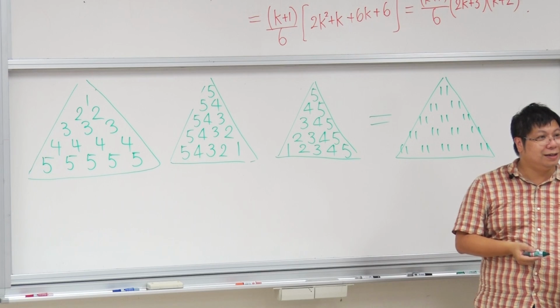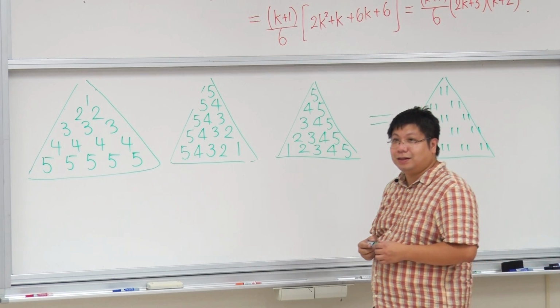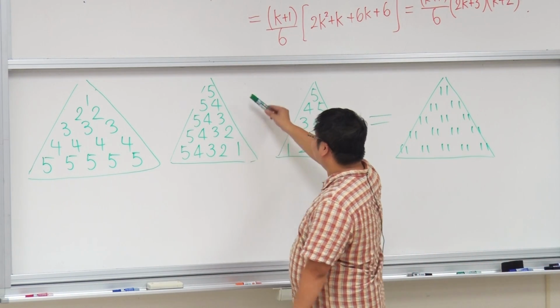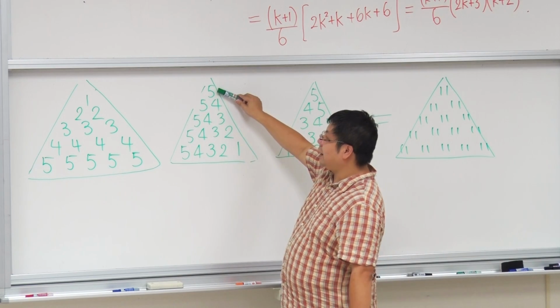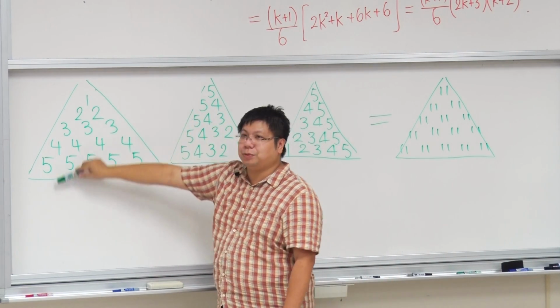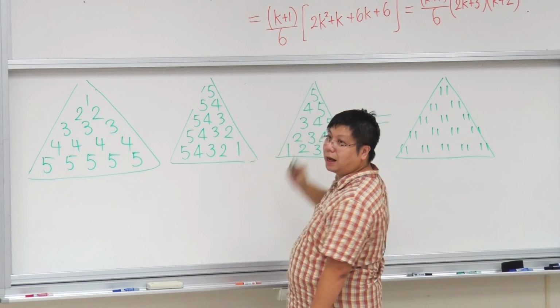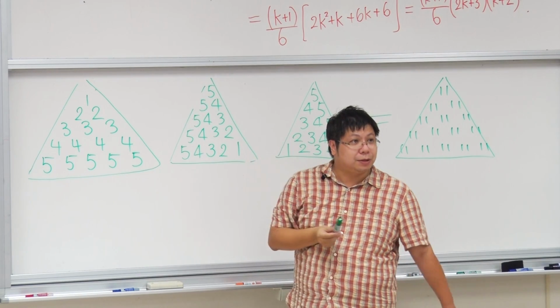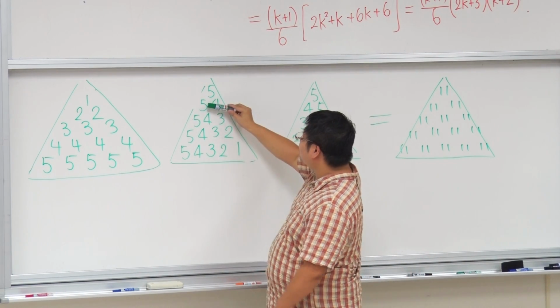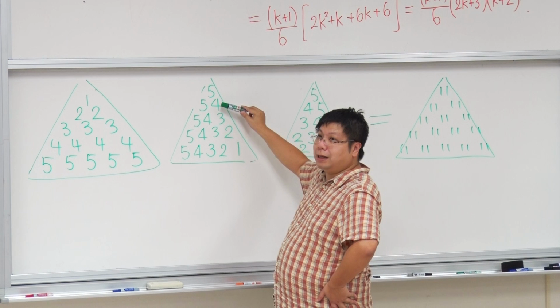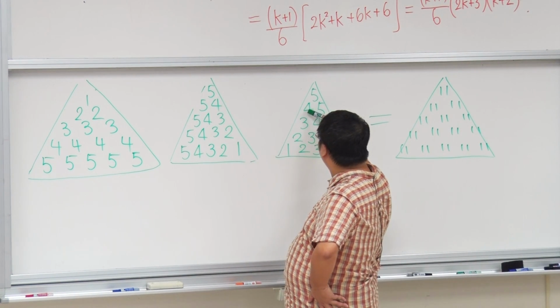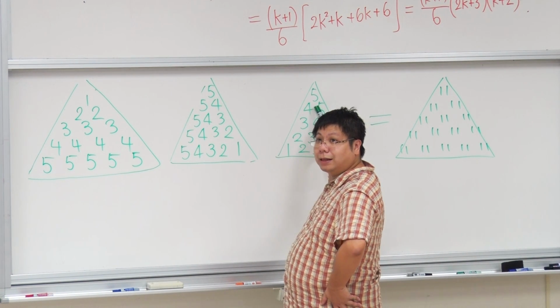Is that okay? There's nothing special. This one is n. If this is 1, 2, 3 up to n, this one is n, so we get 2n plus 1. This one is from n to n minus 1. This one is from n minus 1 to 1 to n.